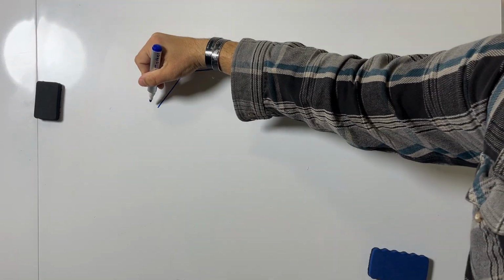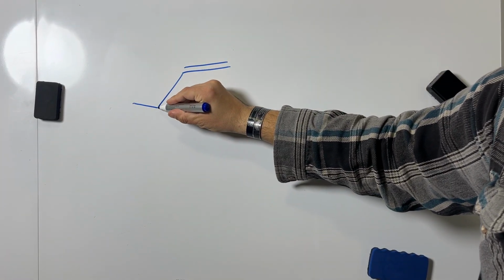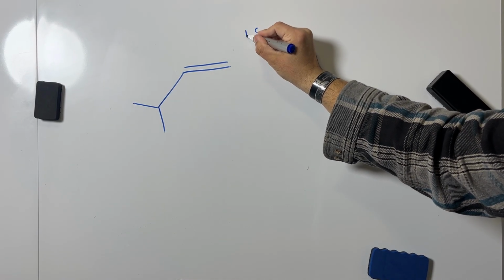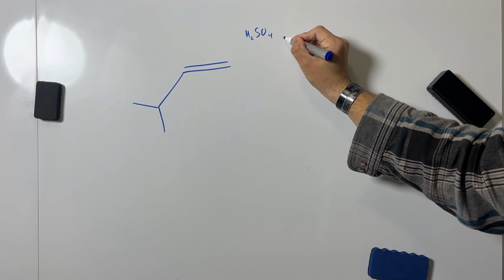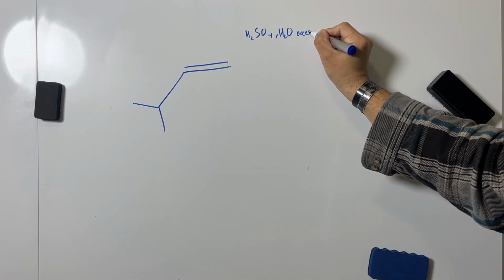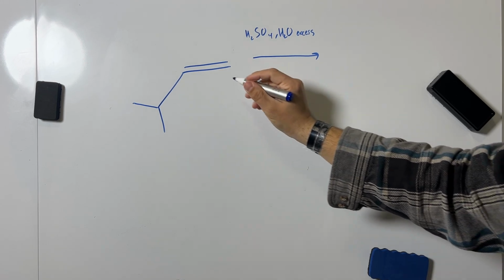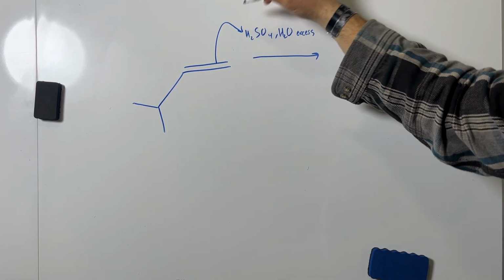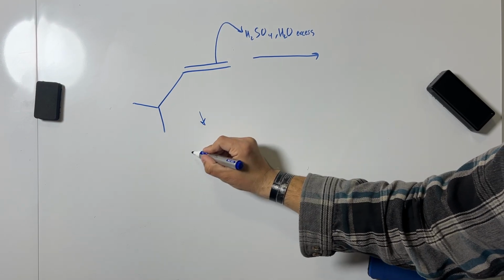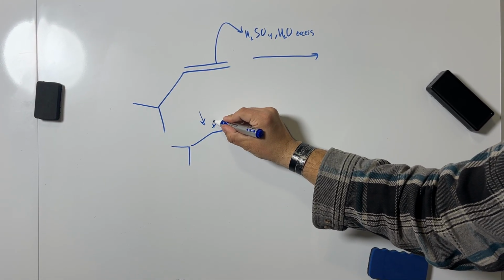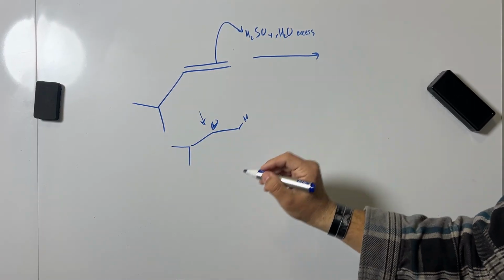So say we have this, but now instead of this being another primary, there's a tertiary spot, okay? Say we have H2SO4, and then H2O, excess. So we have excess water. What are we going to do? We're going to protonate this position. I'm just going to say we're going to steal one of those protons. We're going to form this carbocation right here.